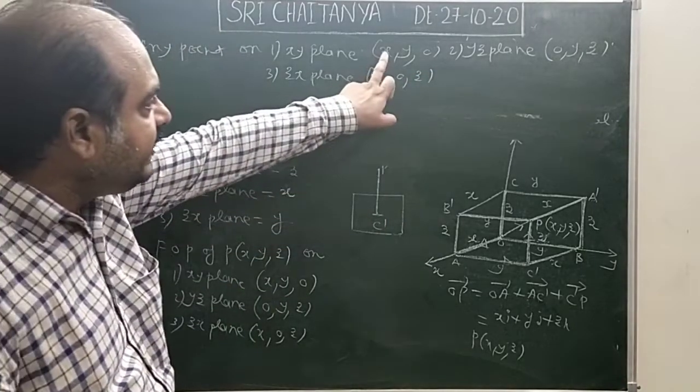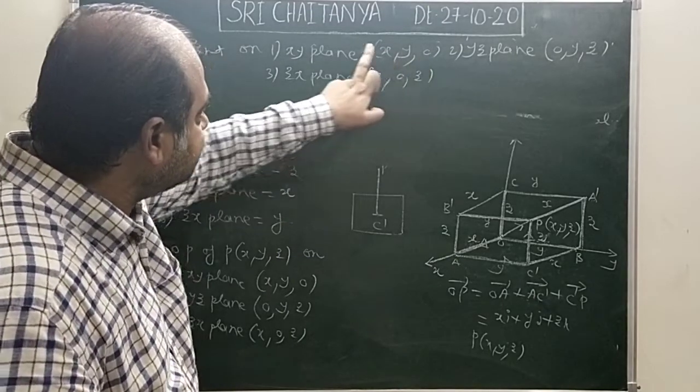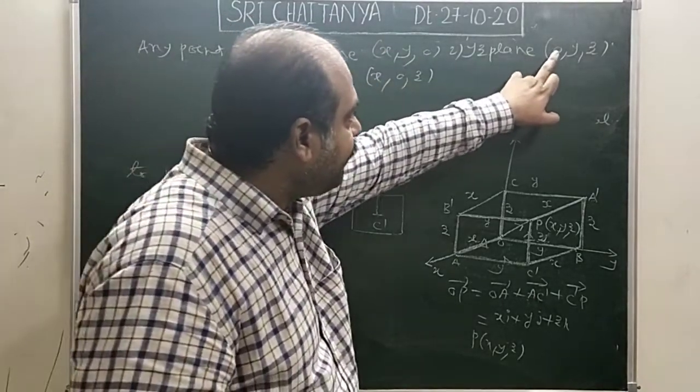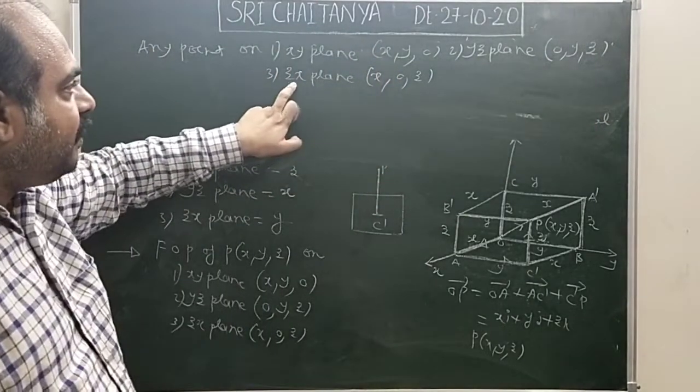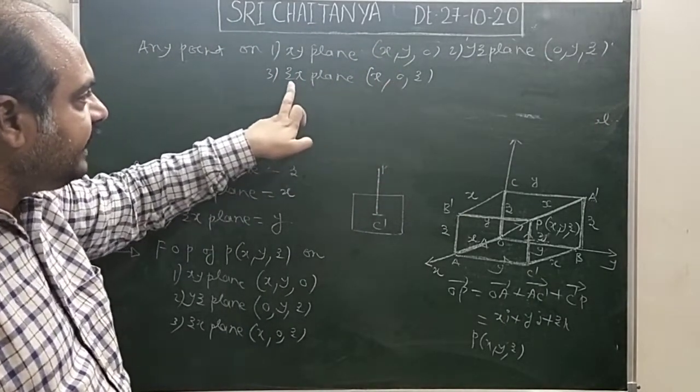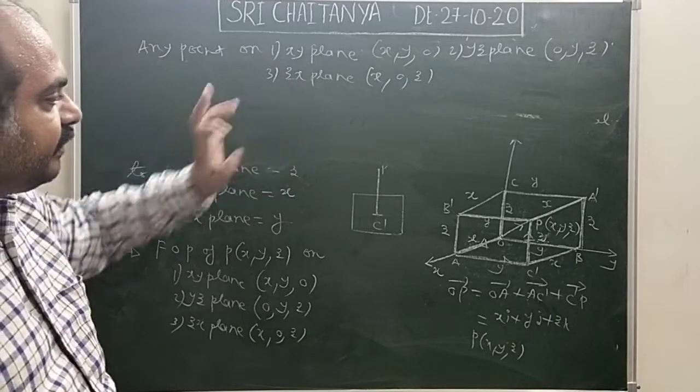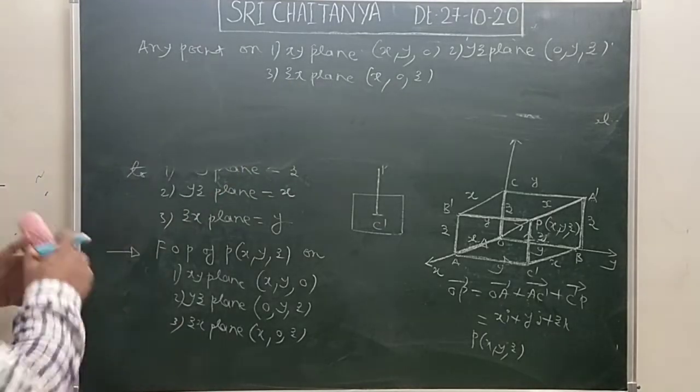So if the point has Z coordinate 0, it lies on the XY plane. If the point has X coordinate 0, it will lie on the YZ plane. If the point has Y coordinate 0, it will lie on the ZX plane. Remember this.